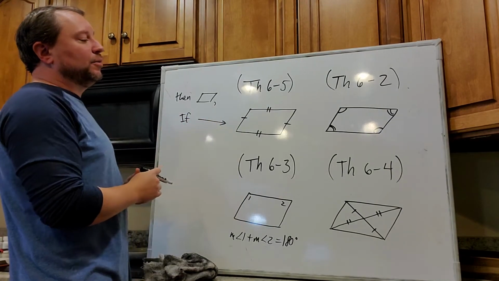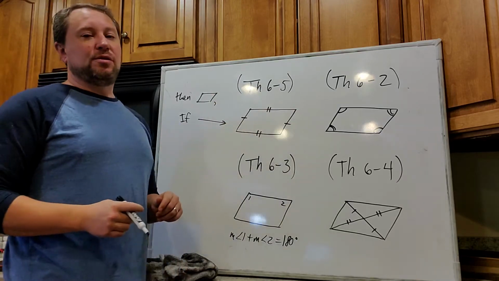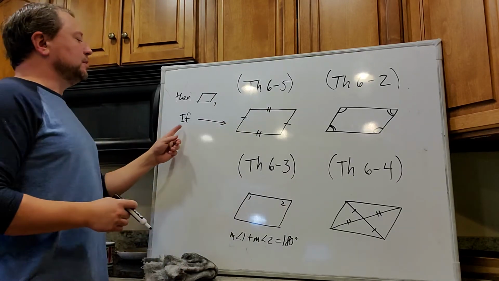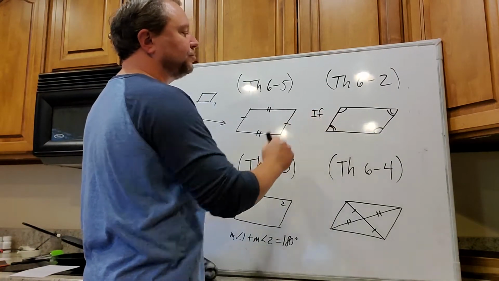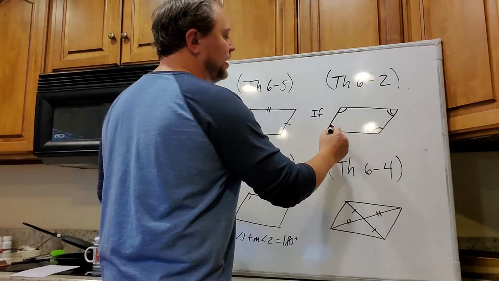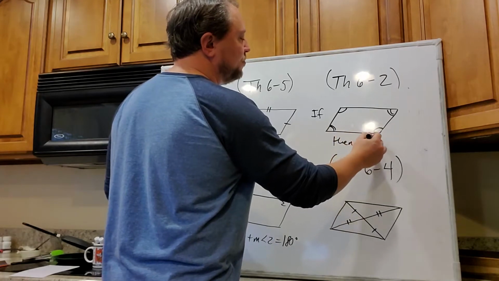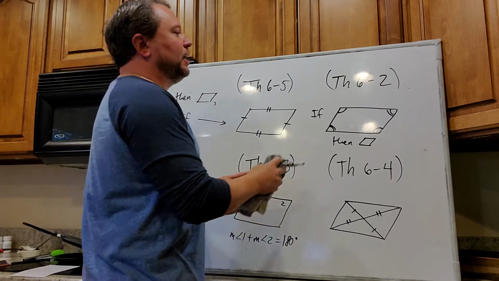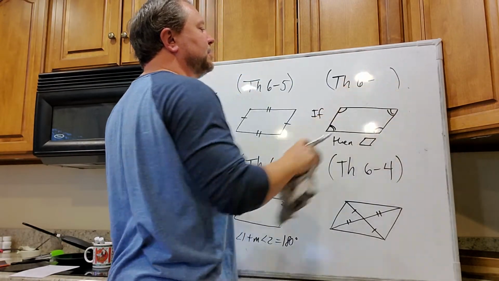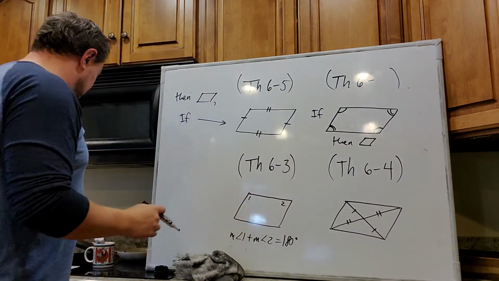That's not the only one that works in reverse. Theorem 6.2 works in reverse. Again, we can now say that it's going to be a parallelogram if the opposite angles are congruent. Now it's no longer called theorem 6.2. This would be called theorem 6.6.